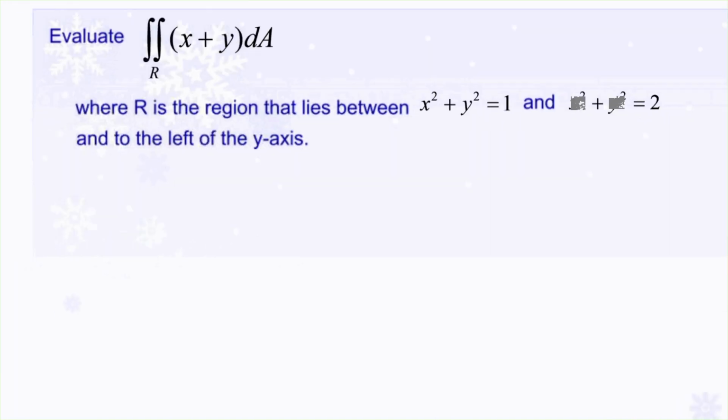Let's do a problem. We have our integrand with respect to area, double integral, and the region that we are going to integrate over are basically just 2 circles that are to the left of the y-axis. So that means we're not going all the way from 0 to 2 pi. So the inner circle has a radius of 1, just our classic unit circle. The outer circle has a radius of radical 2.